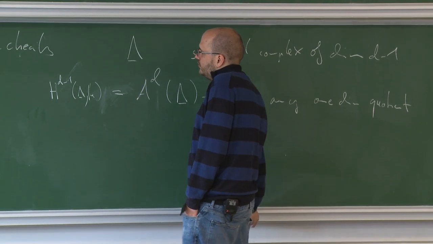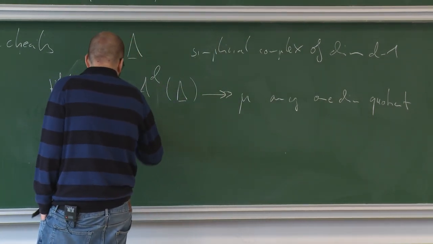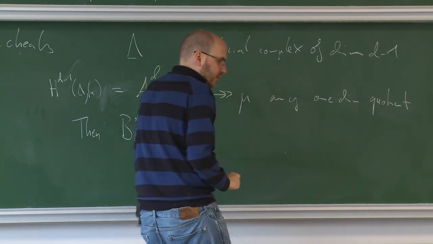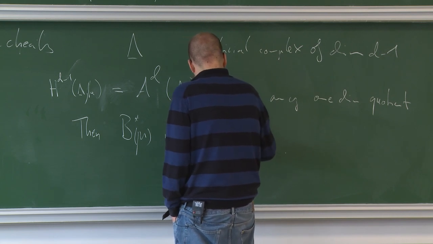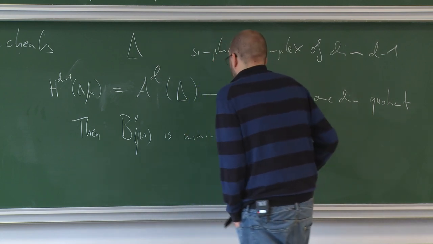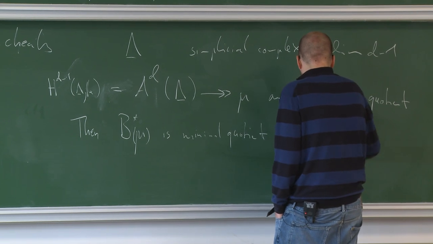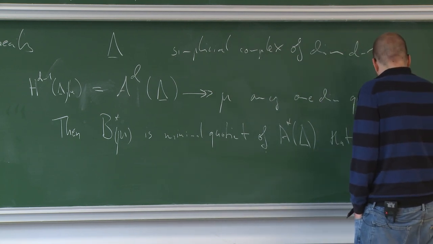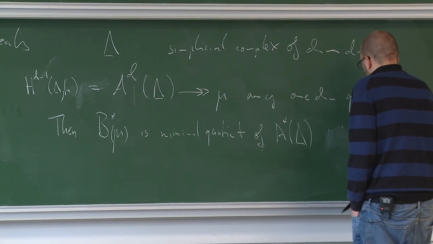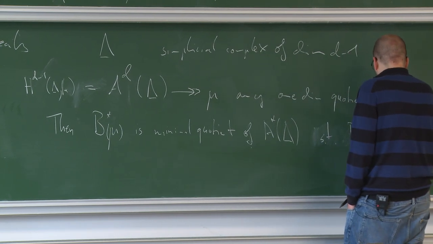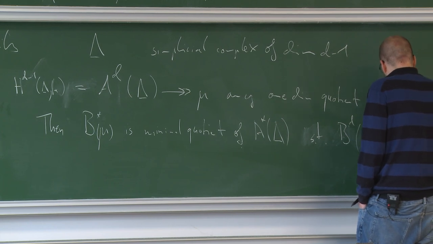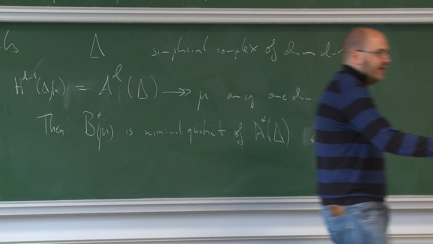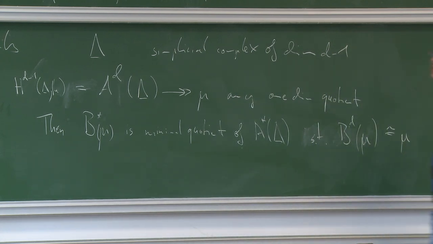Okay, so then B of mu is a minimal quotient of A of delta that maps non-trivially, such that B of mu in degree d is equal to mu. It's isomorphic to mu. So I just basically force a Poincaré duality algebra by kicking out anything that does not pair to mu, right? I could say have a pairing which is degenerate, divided by the kernels.